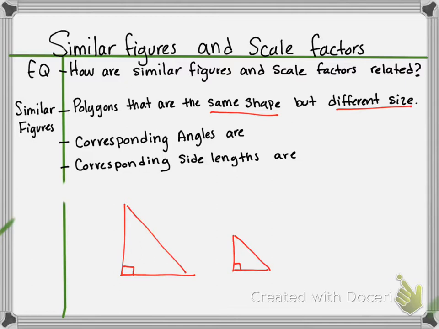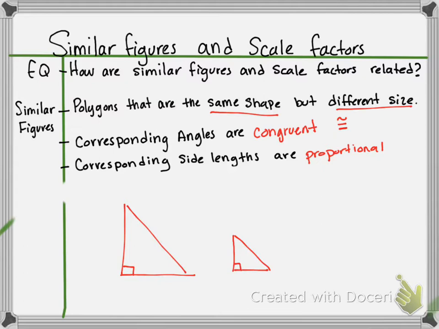One is smaller. The corresponding angles of similar figures are always going to be congruent, and we use this symbol right here to say that they are congruent. So basically they're corresponding, they're the same angle. And corresponding side lengths are going to be proportional, and for that proportionality, we're going to use a scale factor.